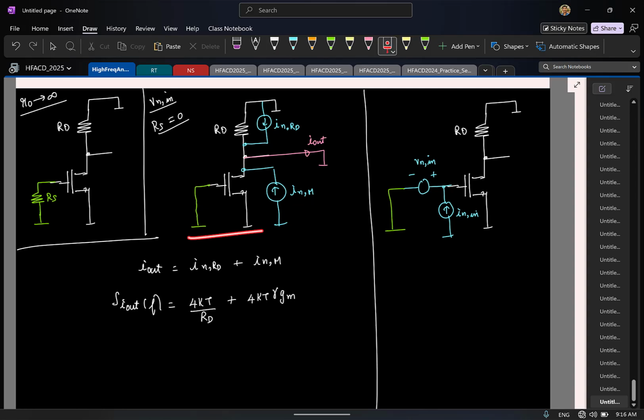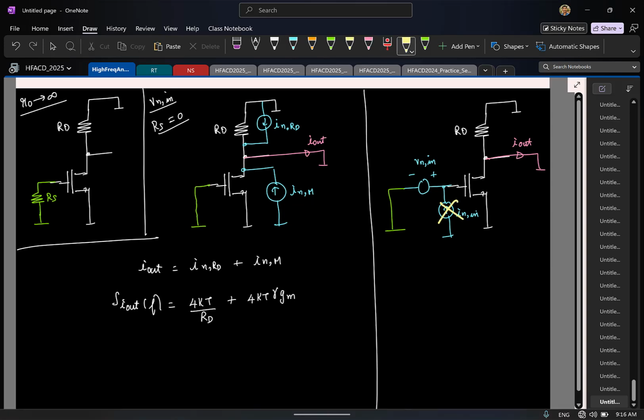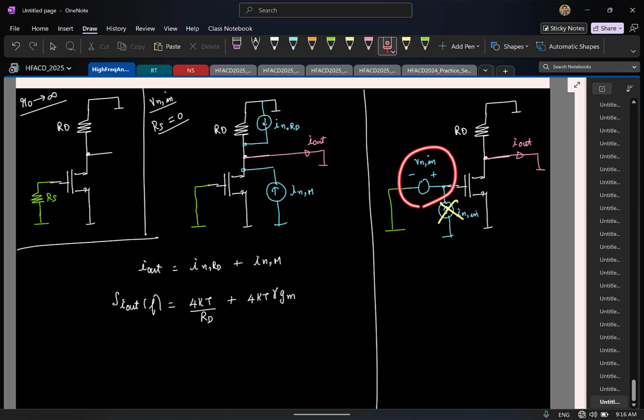So this is the noise in my actual circuit. Now I have to make sure the same thing happens in my model. So I'll short circuit the thing. In this model, I know obviously only the voltage is going to contribute. This is not going to be there. So at the output, I'll have noise only due to the voltage source VNN.